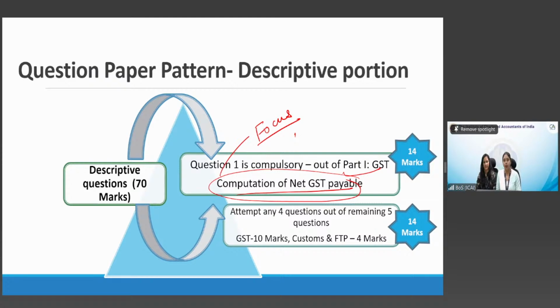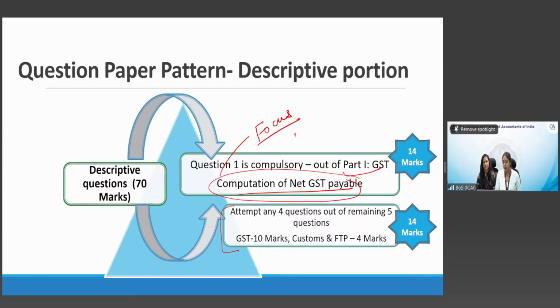So one table you will prepare for output tax, then you will add the tax payable under reverse charge mechanism. Then the working note will have the ITC computation, and then you have to show the set off of output tax against the input tax credit. But all that we'll take care of, we'll tell you during the course of the session.